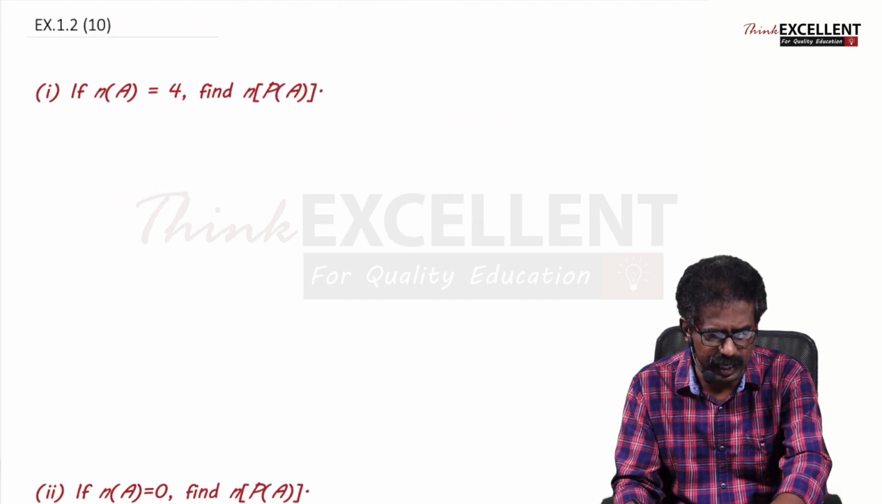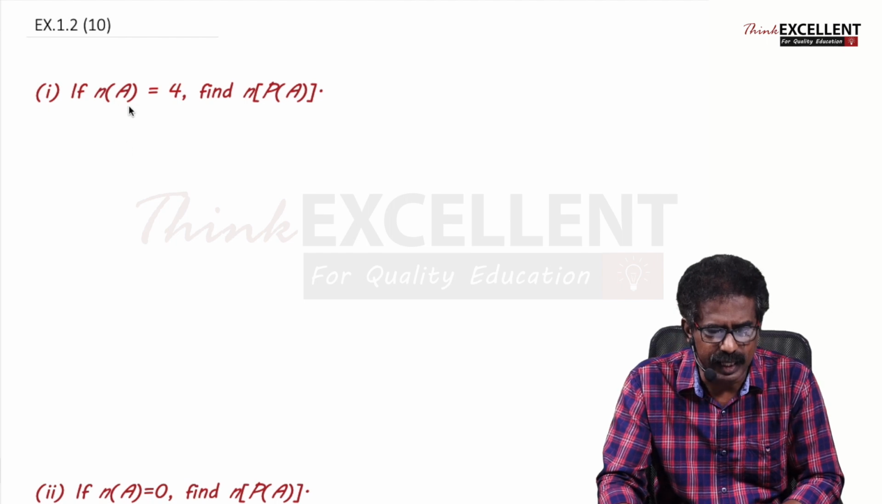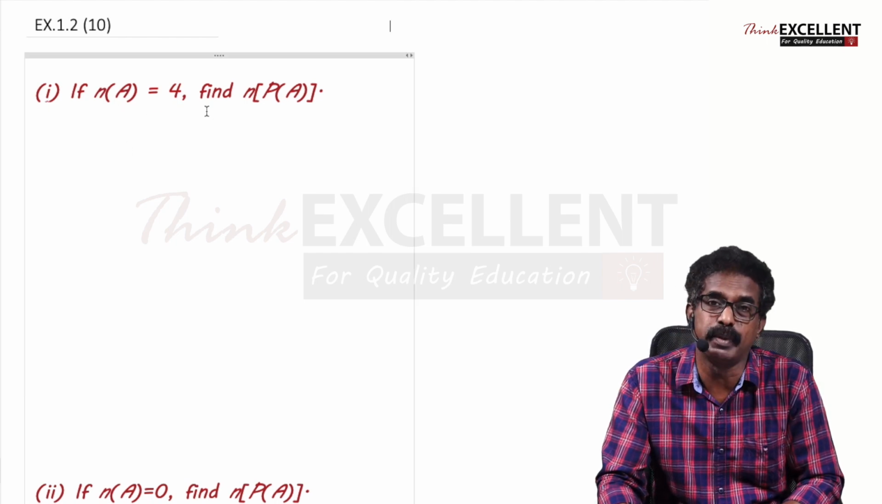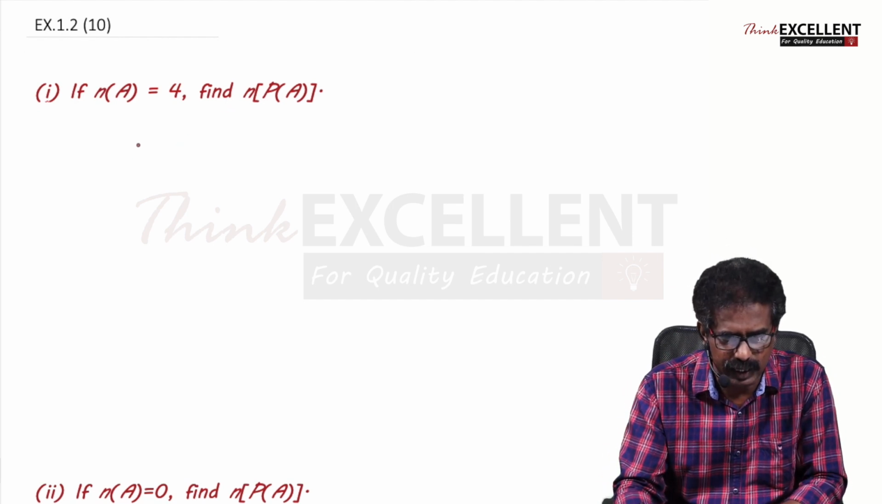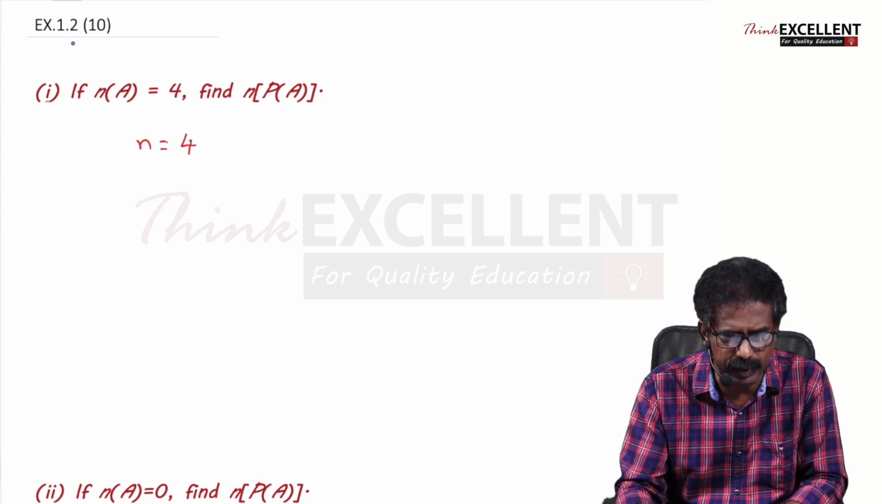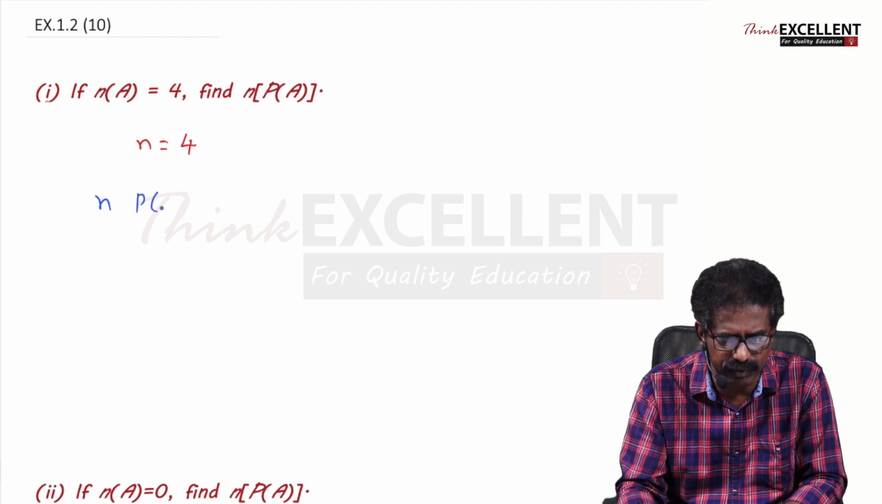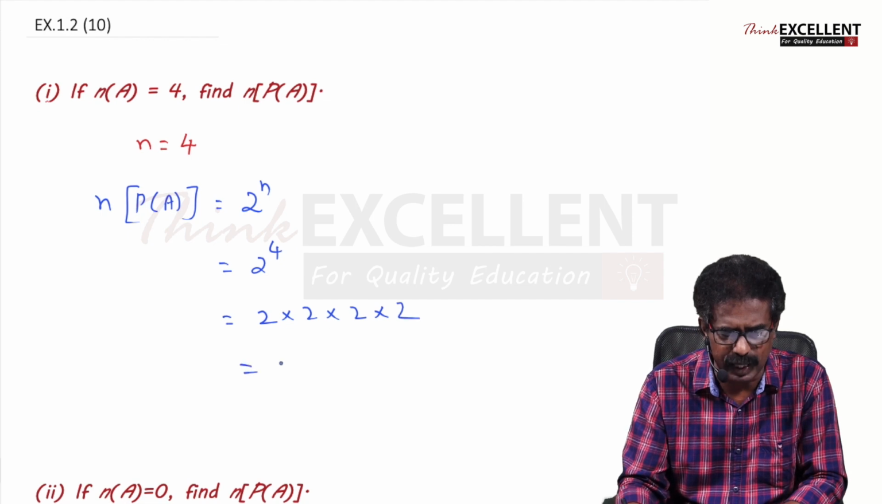Now let us go for the last question. See, n of A equal to 4, n of P of A. Number of elements in the power set. The formula is 2 raised to n, right? So here n of A is n. n is 4. The question is n of P of A. That is the formula, number of elements in the power set, 2 raised to n. Here it is 2 raised to 4. 2 into 2 into 2 into 2, 4 times, right?